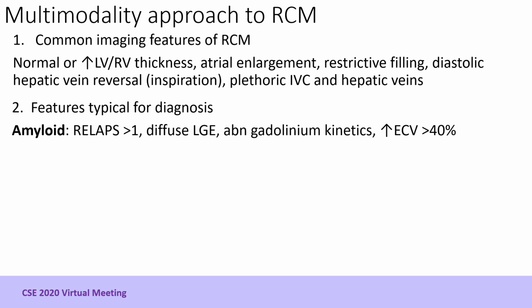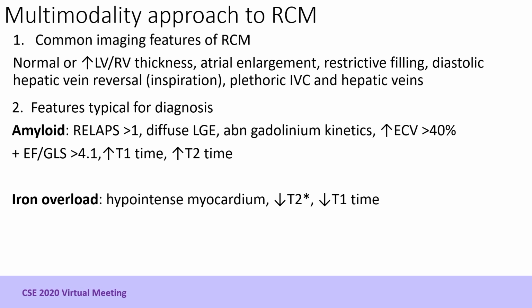In amyloid, the 2019 expert consensus recommendations emphasize the use of the relapse ratio with abnormal value of more than 1, diffuse LGE, abnormal gadolinium kinetics, and an expanded ECV of more than 40%, in addition to increased LV wall thickness and diastolic dysfunction as features typical for diagnosis of cardiac amyloid. Additionally, we discussed the positive EF to GLS ratio of more than 4.1 on echo and prolonged T1 and T2 times on cardiac MRI. In iron overload, MRI parameters include hypointense myocardium and reduced T2 star and T1 times.